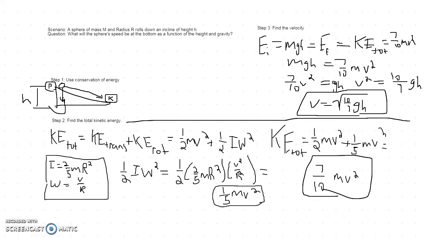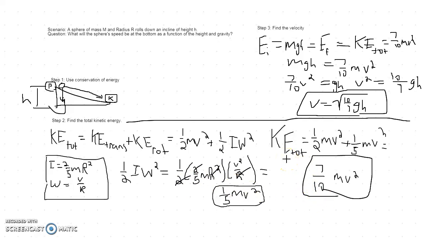So therefore, the total kinetic energy is equal to this expression, which is equal to 7/10 mv squared. So over here, see, when you multiply, these two cancel out, and these 2's cancel out.